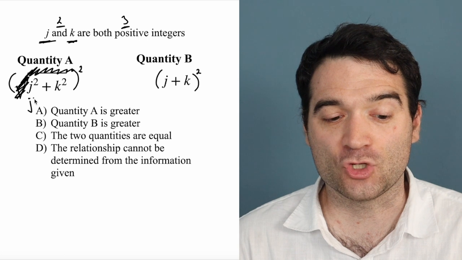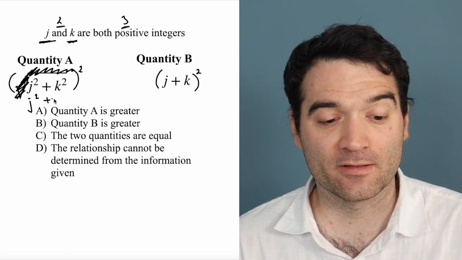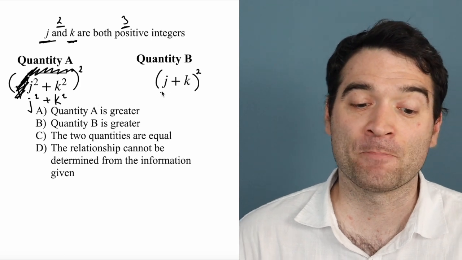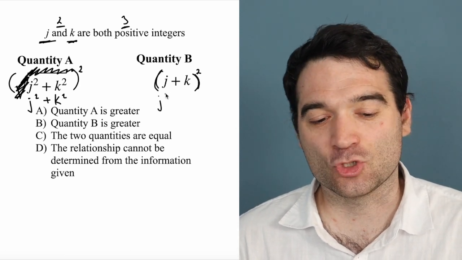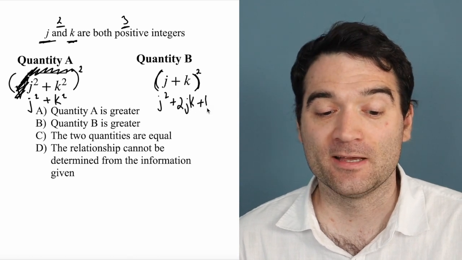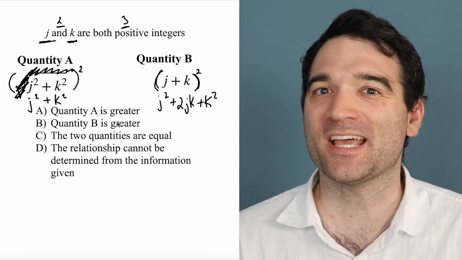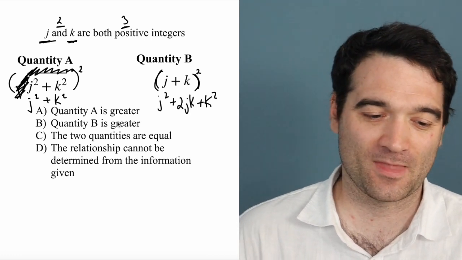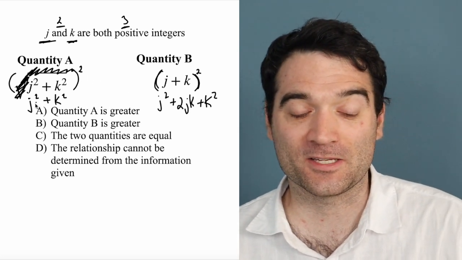Over here, I'm left with J squared and K squared, right? So J squared plus K squared. Now over here, I need to square the whole thing, right? I get J squared plus 2JK, I'm foiling, plus K squared. And again, I want to stress, if I'm moving too fast, you can always just test numbers, right? That's always an option there. All right, so I'm still comparing these two quantities.